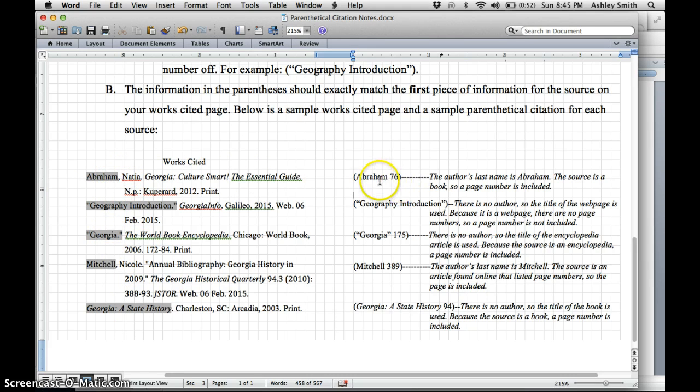So I would use the author's last name and the page number. The author's last name is Abraham. The source is a book, so a page number is included. Obviously, if it's a book, you're going to have page numbers. Okay, let's look at the next one.